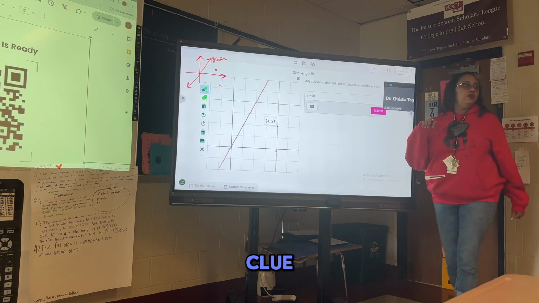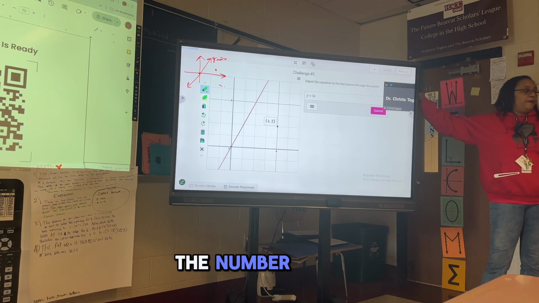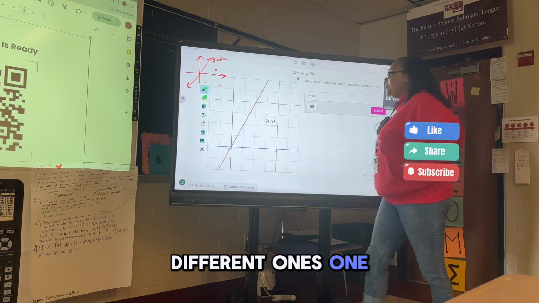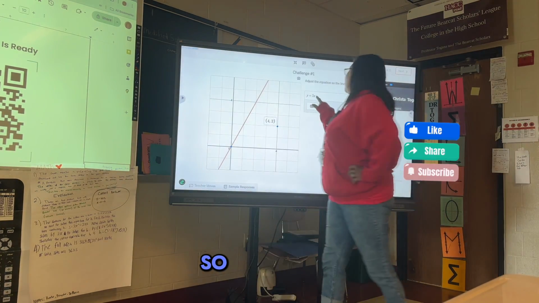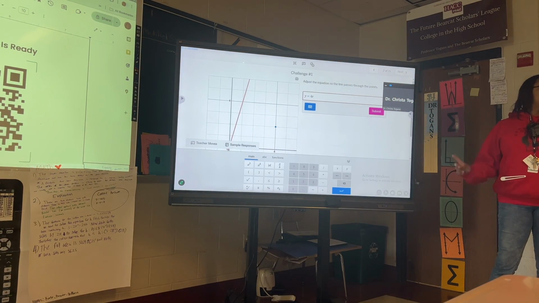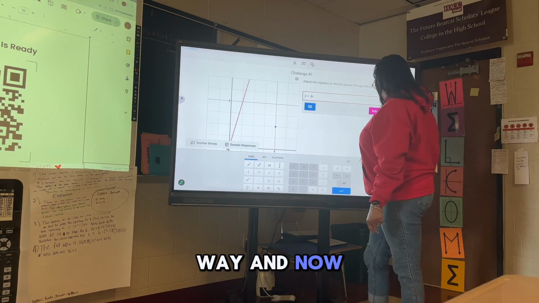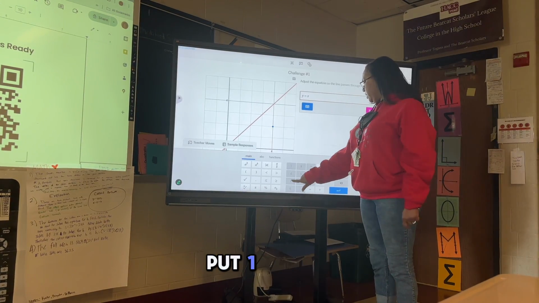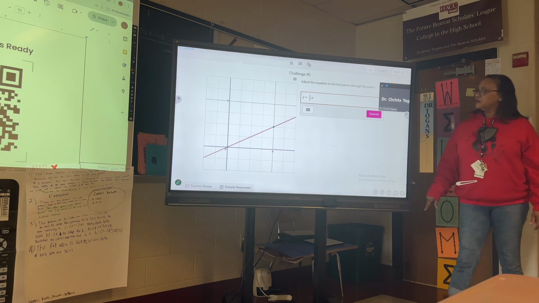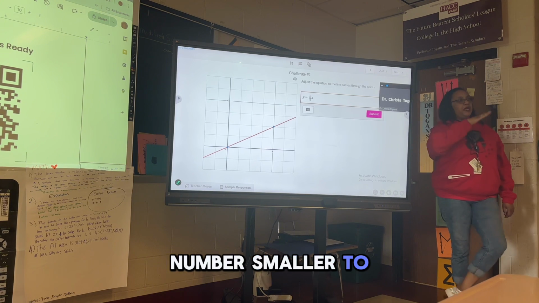So I'll give you a clue. You need to change the 2 to a different number. Do you think I should make the number bigger or smaller? Oh, I got two different ones. One said bigger, one said smaller. So I'm going to make it bigger. What did making it bigger do? Okay, so it stretched it in that way. And now I'm going to go smaller than 2, so I'm going to put 1 divided by 2. And look at that. So we need to make the number smaller to make it go flatter.